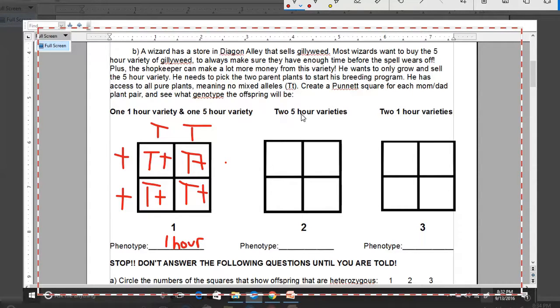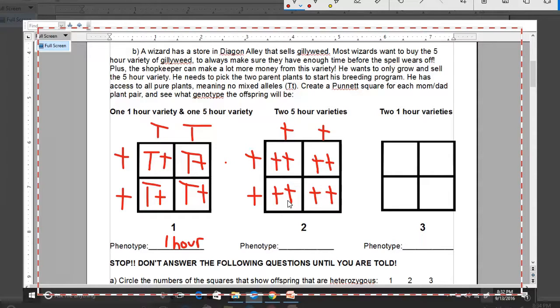Now the next one, 2 5-hour varieties. Again, we know he's only using pure alleles, so it has to only be lowercase or uppercase. 5-hour is recessive. We know that that's lowercase. And when they're the same, it's really easy to fill in the Punnett Square. It's just, we don't have anything to mix. It's just straight up little t in every single square.